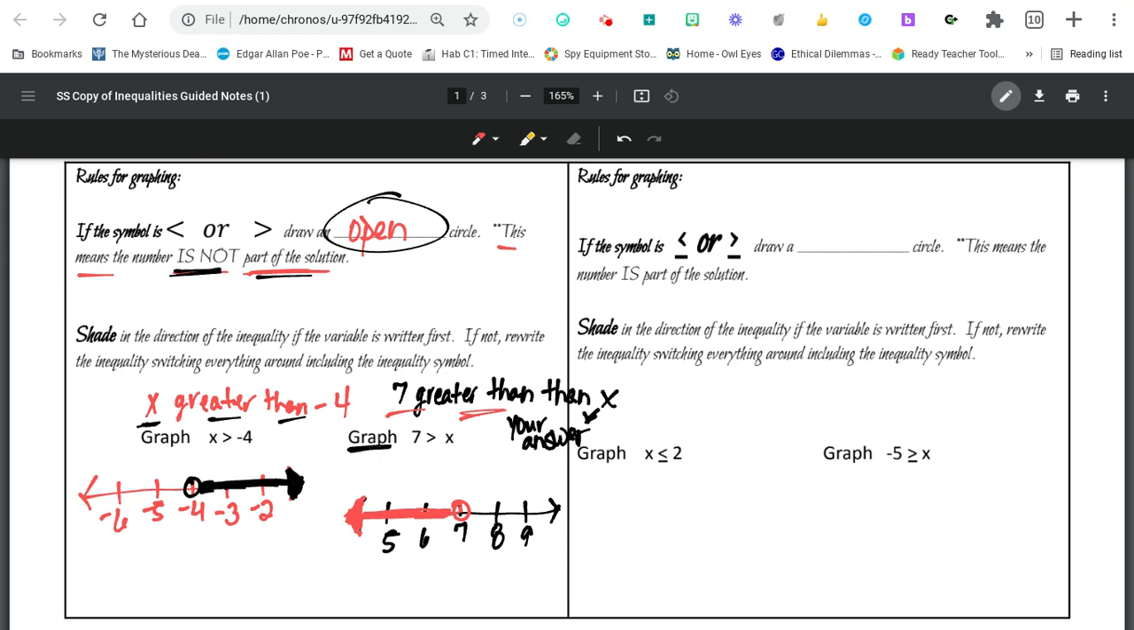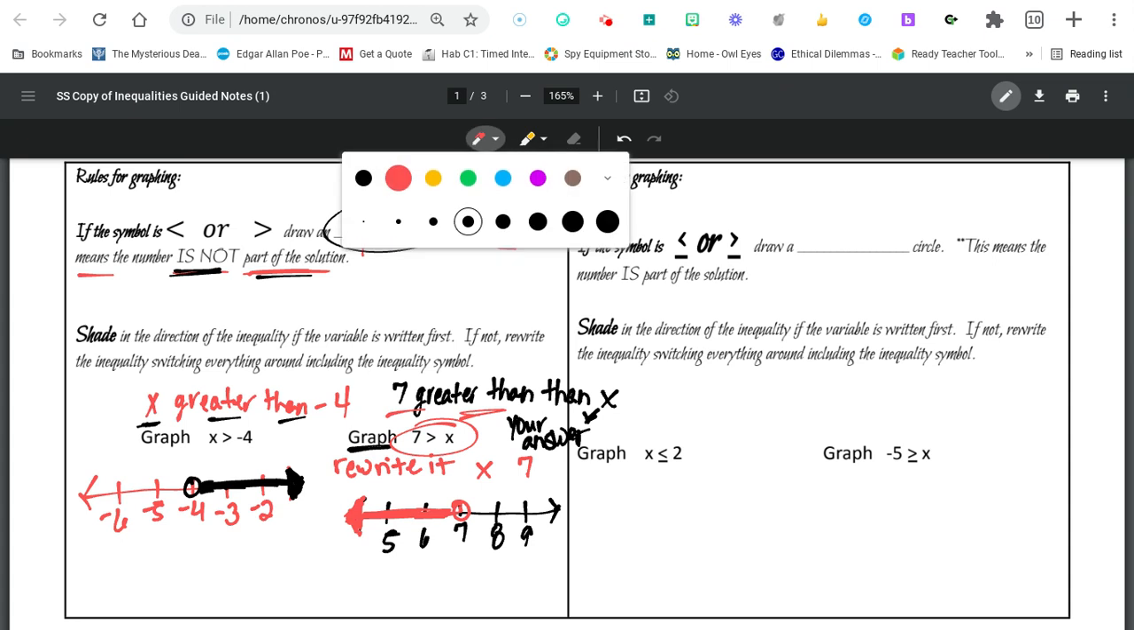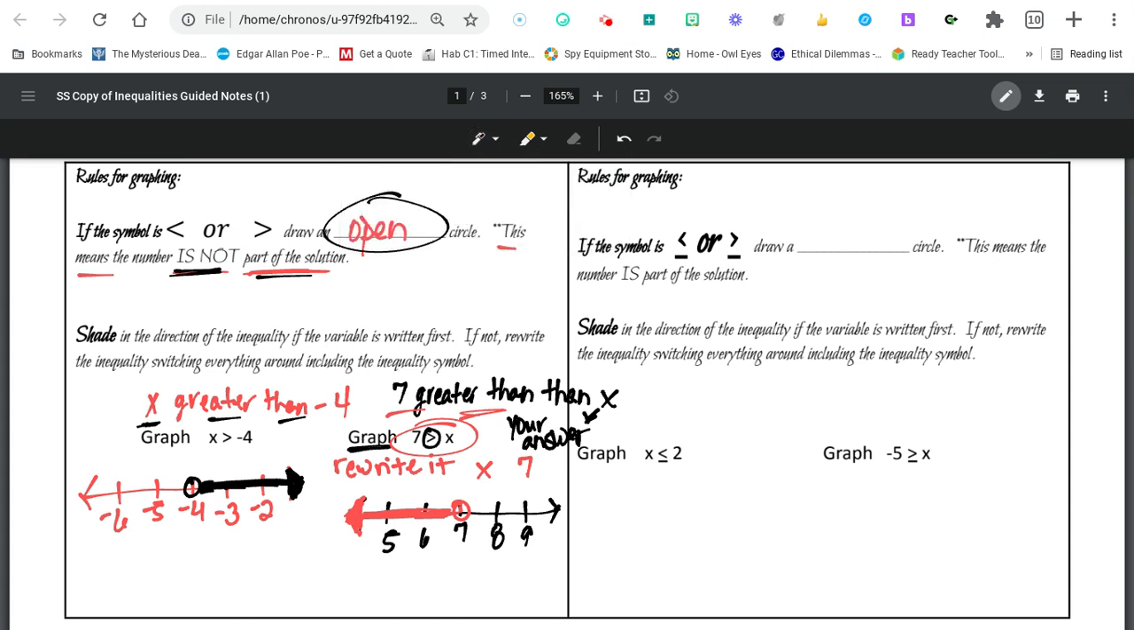Okay? So what I always tell my students to do if they get confused when the number is on the left side of the inequality, is to rewrite it. To rewrite it, you flip everything. So your x moves to the left, your 7 moves to the right, but you would even flip the greater than symbol to less than. Now it's easy to see that all your answers need to be less than 7.